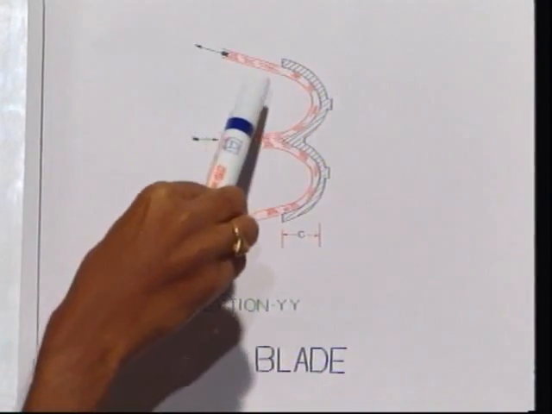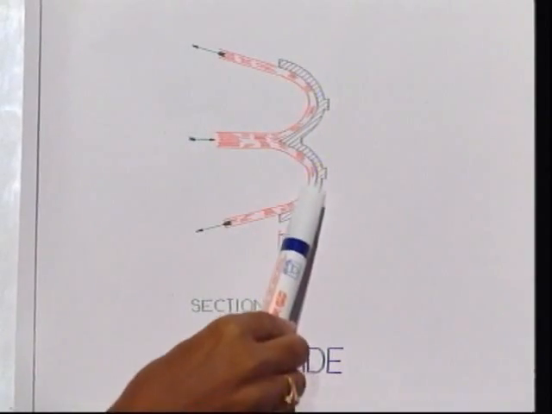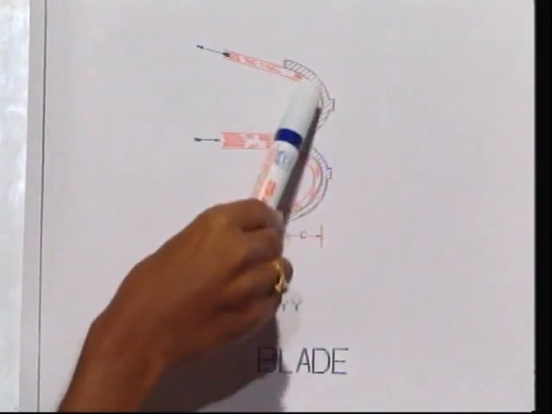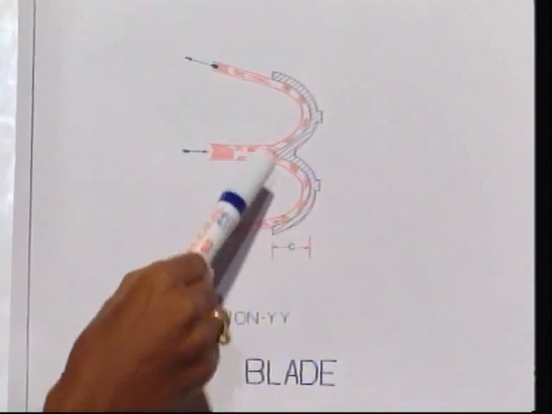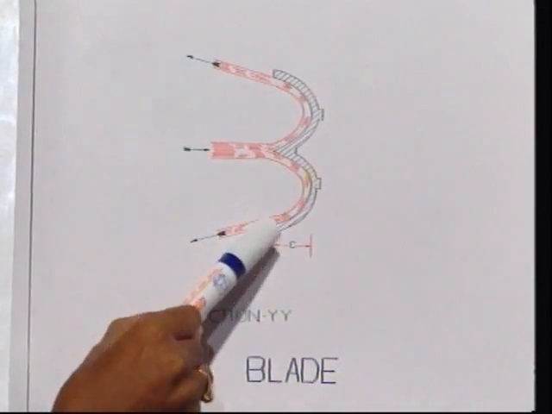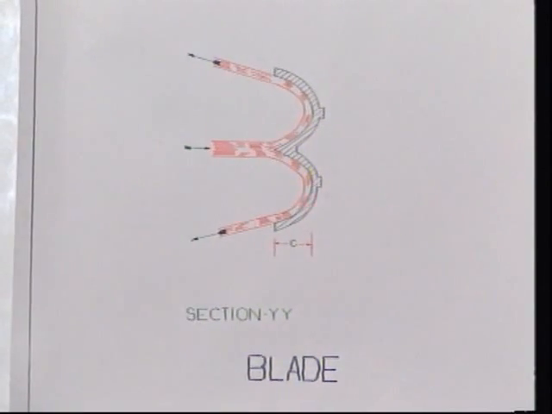This double cup shape will neutralize the axial thrust which is being created here and here. Thus these two axial thrusts balance, and there will not be any axial thrust on this. That is why the advantage of this double cup shape is to avoid any axial thrust that is present on these blades.